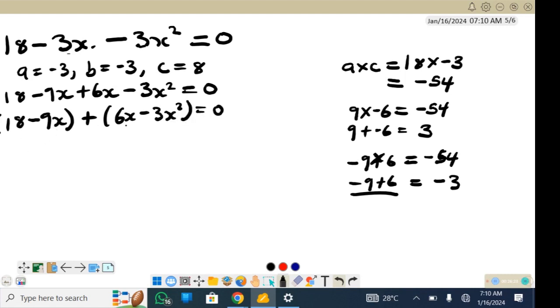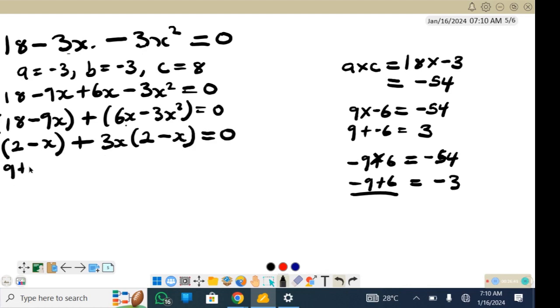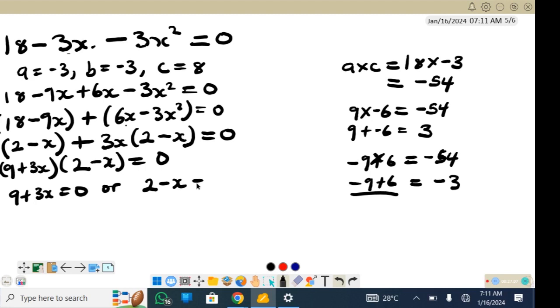So with this now, I have 9 that is common. So I have 2 minus s plus, here I have 3s that is common. So I have 2 minus s equal to 0. So that will give us 9 plus 3s into 2 minus s equal to 0. So with this now, you have gotten your two factors. So you equate each of them to 0. So what that means is 9 plus 3s equal to 0, or 2 minus s equal to 0.